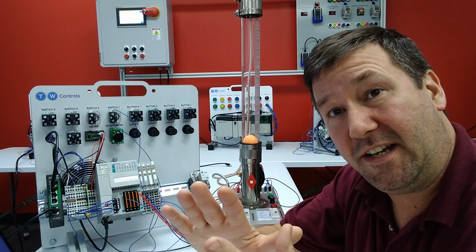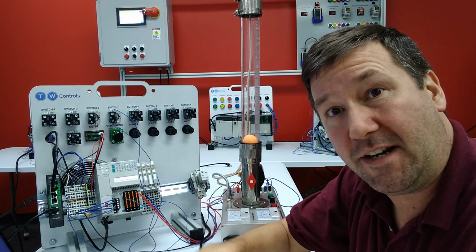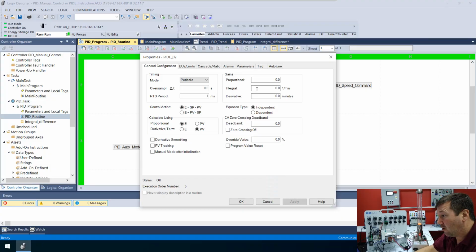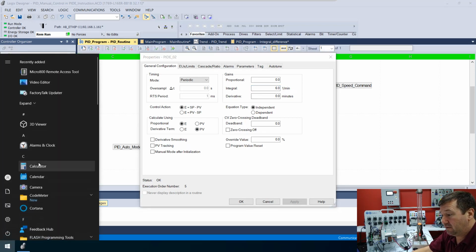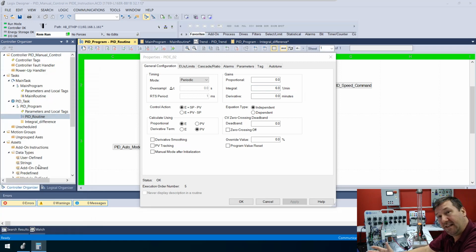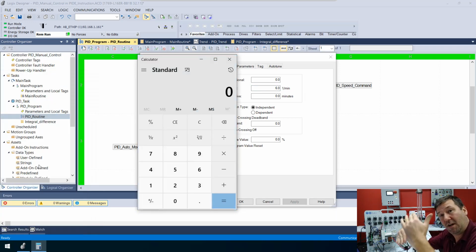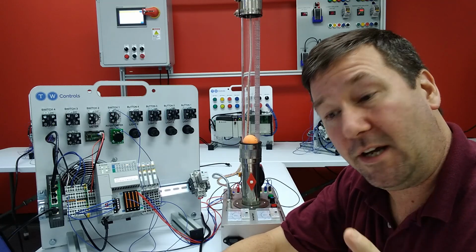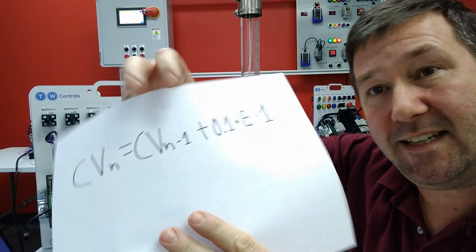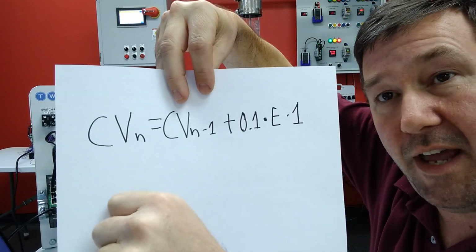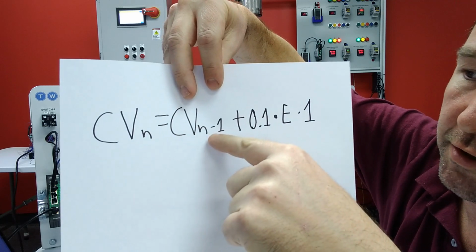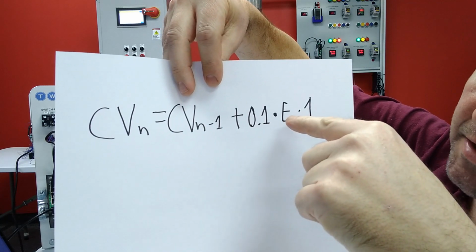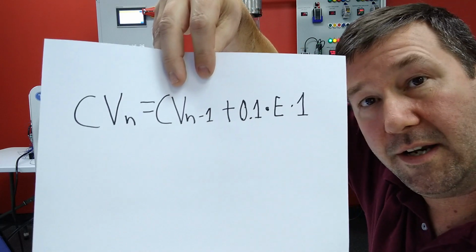Now, I said there was a catch to that integral because it's 1 over minutes. Well, we're talking about seconds right now, so we need to get it in seconds. Our integral right now is 6, 1 over minutes. So if we go to our calculator, to get it into seconds, we need to divide by 60, because remember, it's 1 over minutes. 6 divided by 60 is going to be 0.1. So now we know our integral, and we also know our update rate. That gets us to this equation right here: our control variable will be our previous control variable plus 0.1 times error times 1.